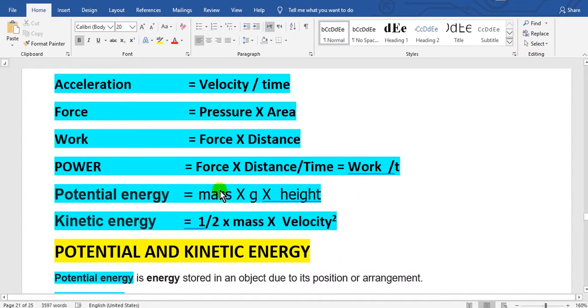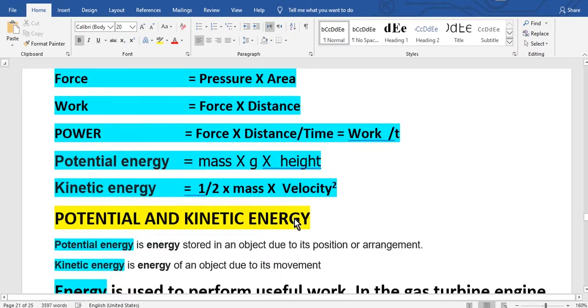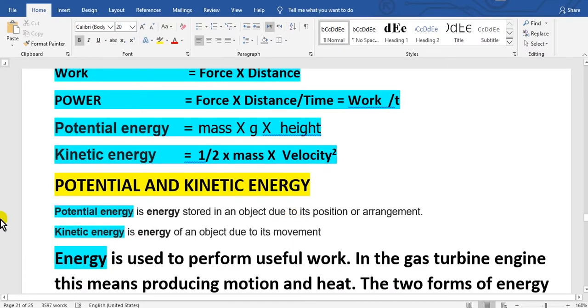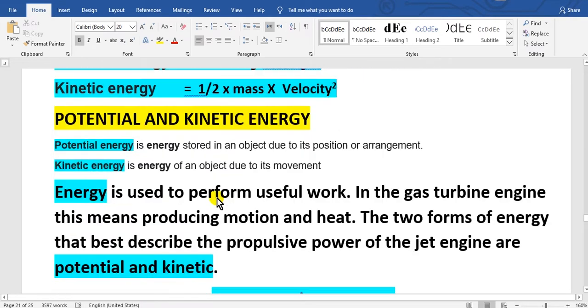Potential energy is mass by gravity by height. This is altitude and this is the gravity acceleration. Here kinetic energy means half mass multiplied by velocity squared. Okay? This is the potential and kinetic energy.